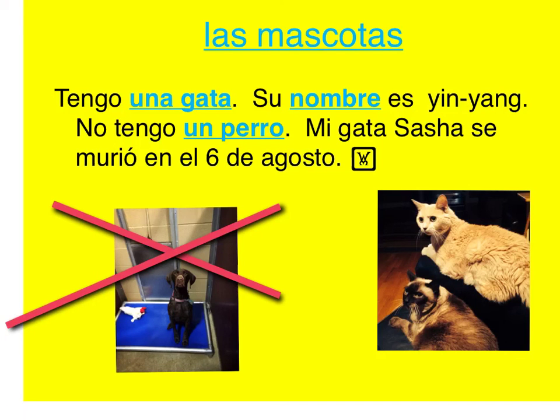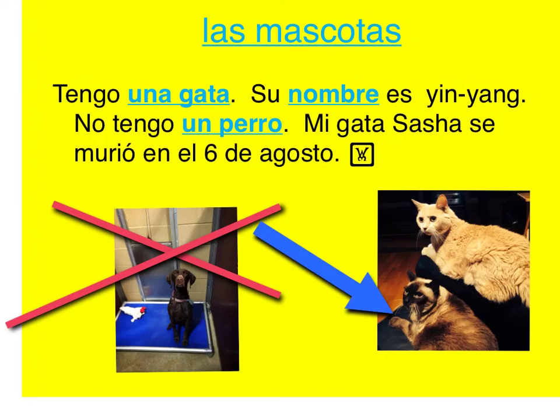Finally, these are las mascotas, or the pets that you could have in your family. I happen to have pets myself. Tengo una gata. I have a cat. Su nombre es Yin Yang. Her name is Yin Yang. No tengo un perro. I do not have a dog. I would also like to say mi gata Sasha se murió el 6 de agosto. I did have another cat that unfortunately passed away not that long ago, and that's her right there.